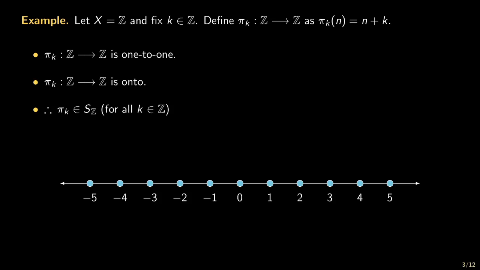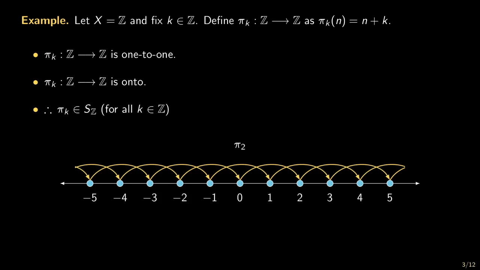You can imagine the integers as the blue dots. For example, when k is 2, pi sub 2 acts on the number line as if it's adding 2 units to every point, or moving the points 2 units to the right. So you see, after applying pi sub 2, everybody gets a new position, so it seems like a rearrangement.